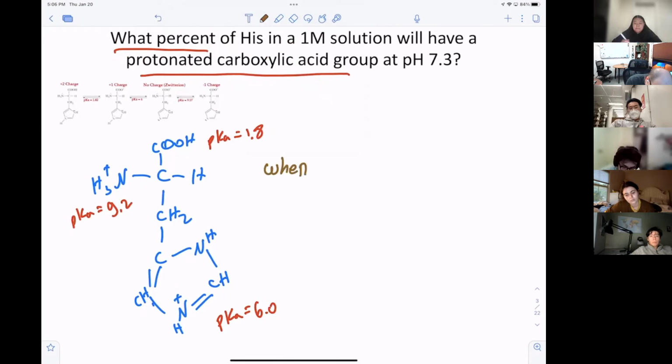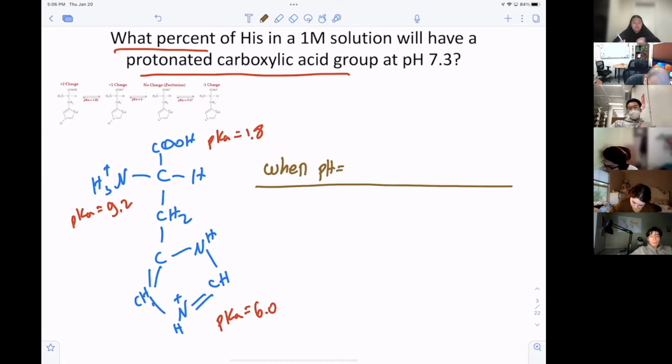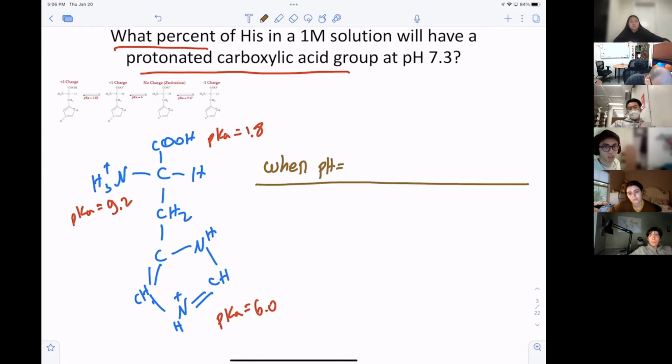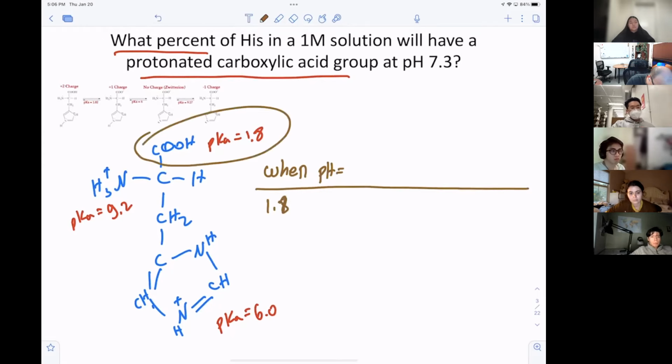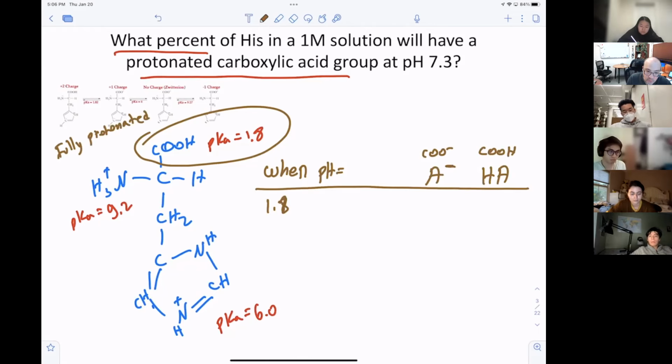I'm going to put here when the pH equals, that's going to be my first line. So when the pH equals 1.8, just look at the situation of the carboxylic group. This is my carboxylic group, and I was told that the pKa is 1.8, so that was given to me. So if the pH is 1.8, I'm going to say this is my conjugate base and that's my acid. In this case, it's COO minus, and this is COOH. By the way, the way I draw this one is in the fully protonated form. For this question, it doesn't really matter. For other questions, it's better to redraw the amino acid in a fully protonated form.